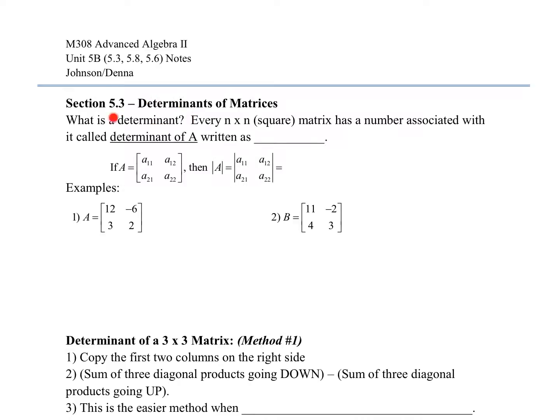That is this word here, and each matrix, if it is a square matrix, like these two that we have down here, has a number called a determinant that goes with it.